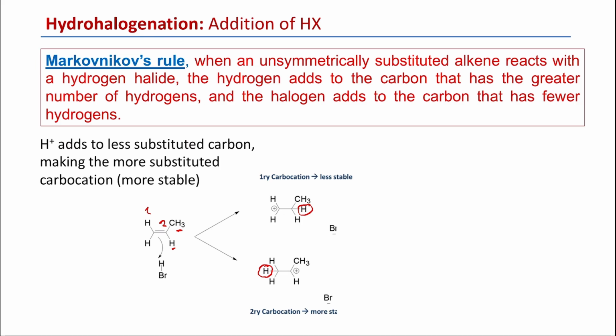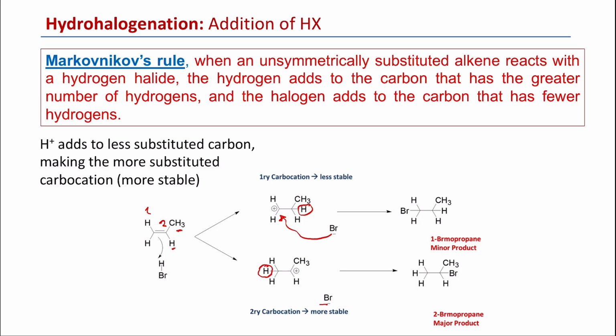So now when the bromide attacks the first carbocation, that will generate 1-bromopropane, which is the minor product, because this is the product that comes from the less stable carbocation. In the other case, when the bromide attacks the secondary carbocation, that will give you 2-bromopropane, which is the major product, because this is the product that comes from the more stable carbocation. So this is Markovnikov's rule in the case of addition of HBr to an unsymmetric alkene.